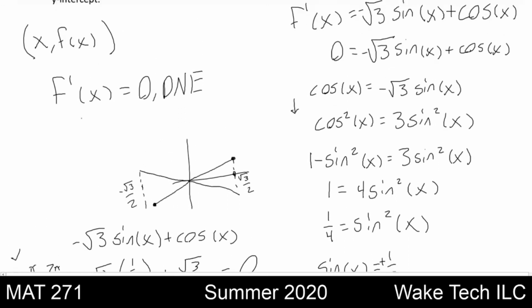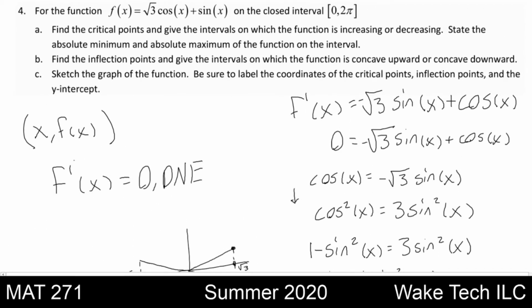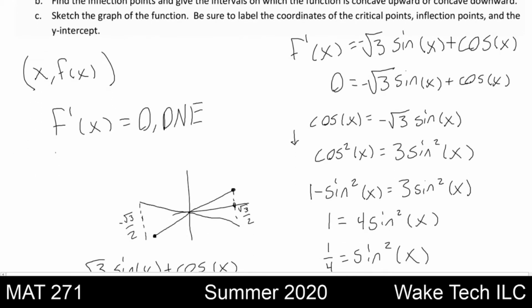Those are our 2 critical points here. Now, those are the critical values. To find the critical points, we need to take those numbers and plug them into our original f of x in order to find the f of x here. So what is f of pi over 6?